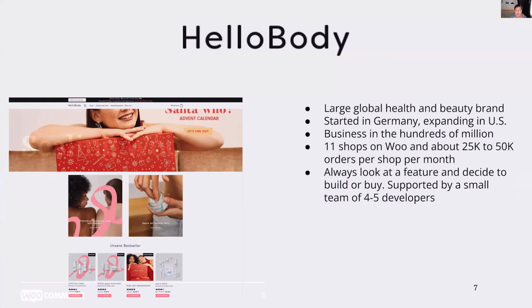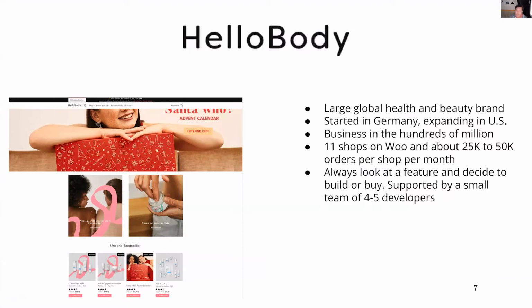Okay. So I'll talk a bit about scaling Woo. I'll start with some customer examples here. First customer is HelloBody. It's probably one of my favorite customers. It's a global brand. They started in Germany. Revenue-wise, they're in the hundreds of millions. I can't give you the specific number, but it's a big business. They have 11 shops using Woo, generating about 25 to 50,000 orders a day. They do a lot of influencer marketing, and if an influencer mentions their product, the order volume spikes tremendously.